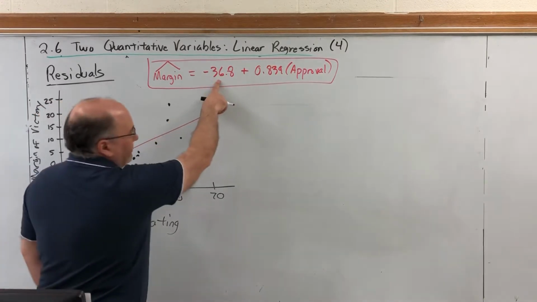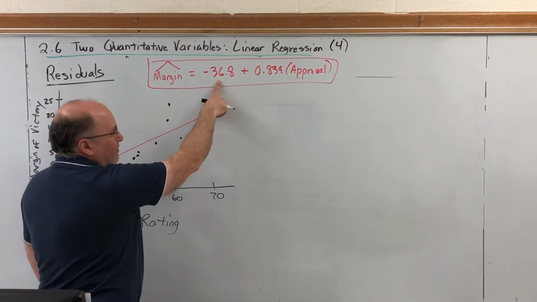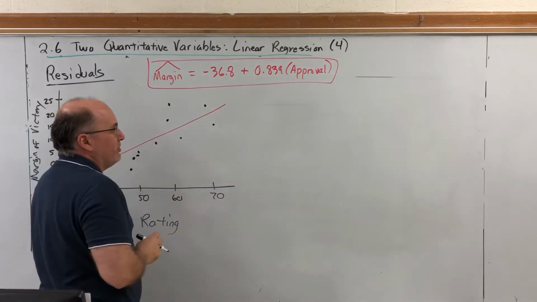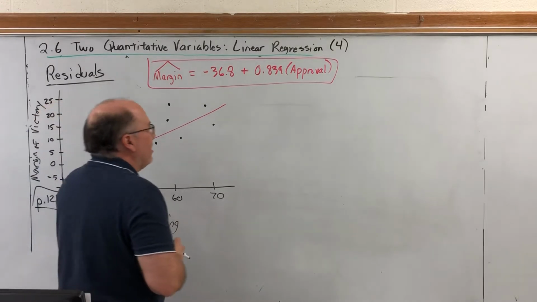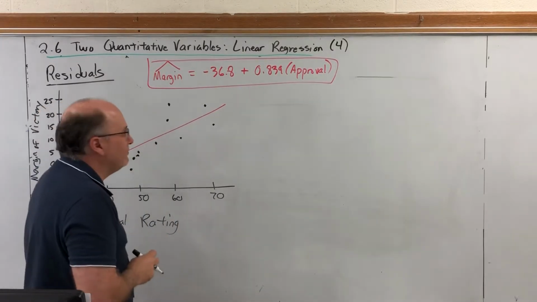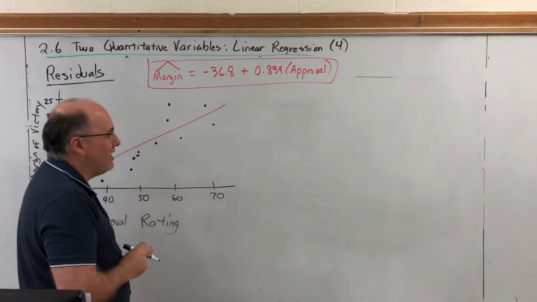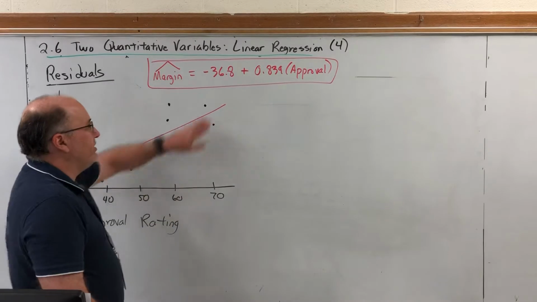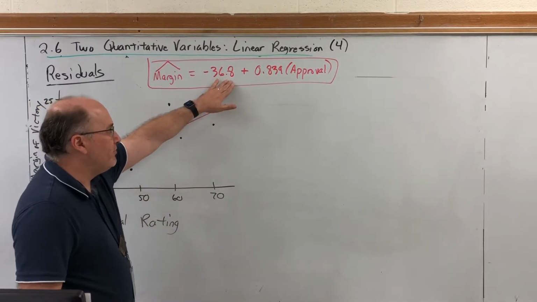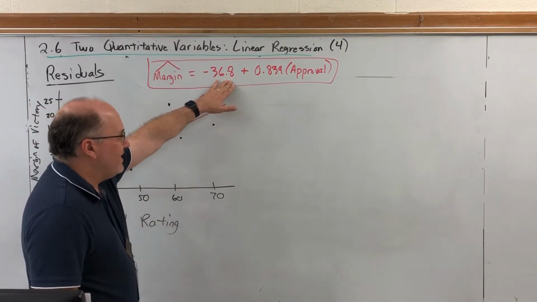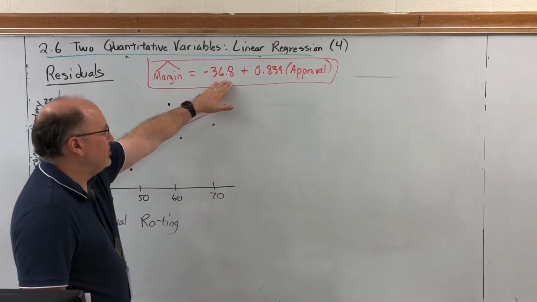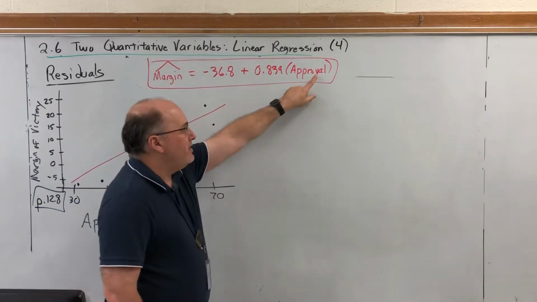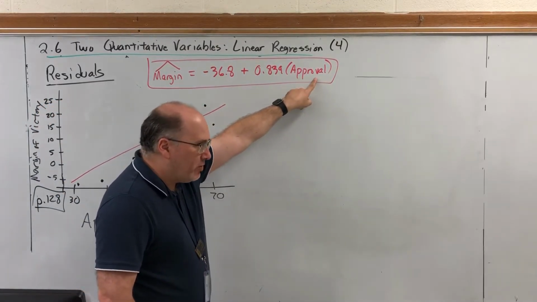The intercept is negative 36.8, which means if the approval rating was 0, this equation would predict a margin of victory of negative 36.8, meaning that they would have lost in a landslide. Does that make sense? Probably not, because again, be careful when you interpret the intercept, because usually it's not valid. The intercept is the predicted value of the response variable when the explanatory variable is equal to 0.